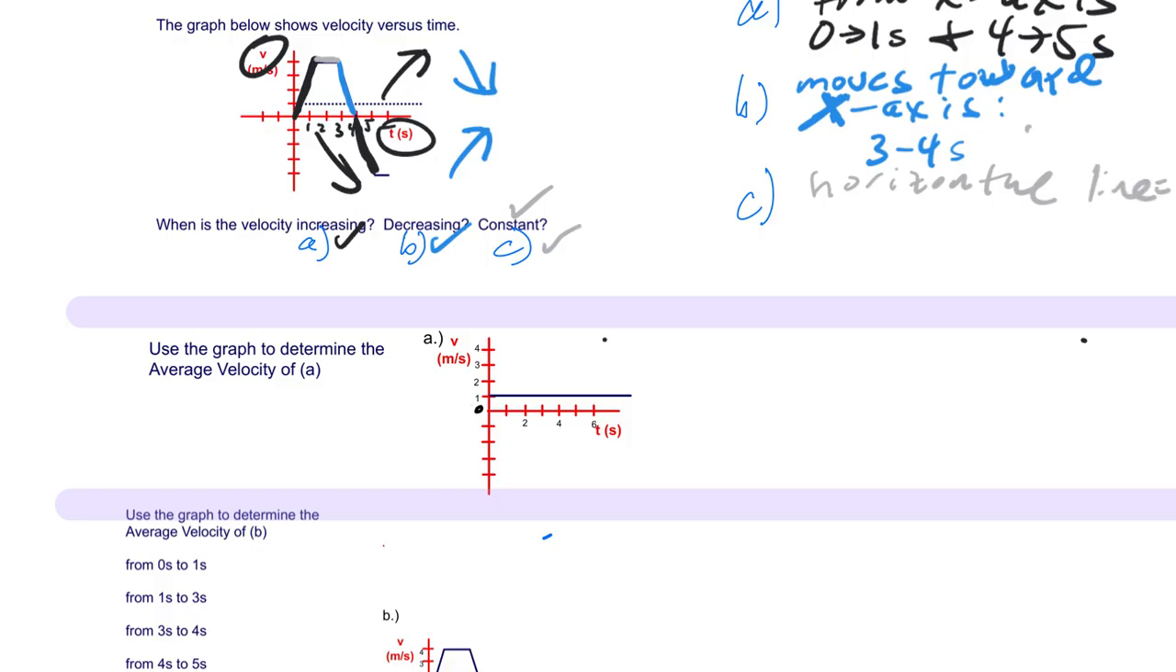A horizontal line indicates that you're going constant velocity, or at rest. Rest would be if you were right on the x-axis. Okay, which I don't have on this graph.